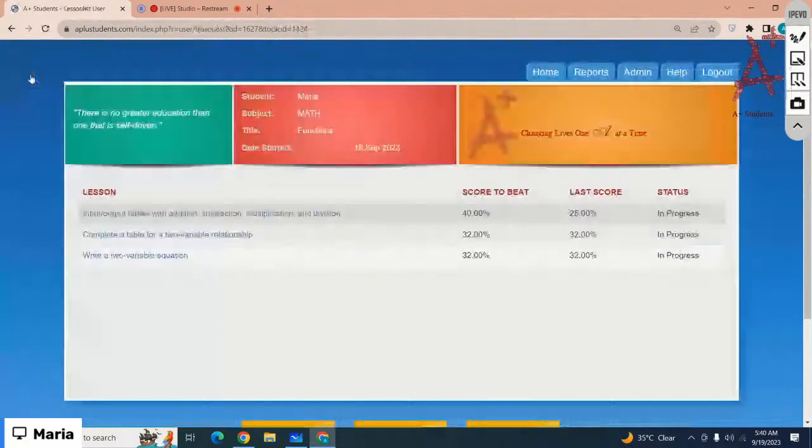So we were working on grade 4. The chapter we're working on is functions. The lessons we have covered today are input output tables with addition, subtraction, multiplication, and division; complete a table for a two variable relationship; and write a two variable equation. So you can complete the rest of the questions by yourself later today. That's your homework, right?